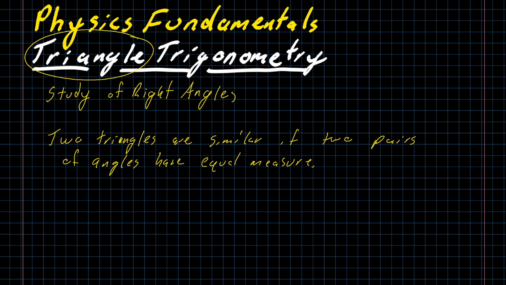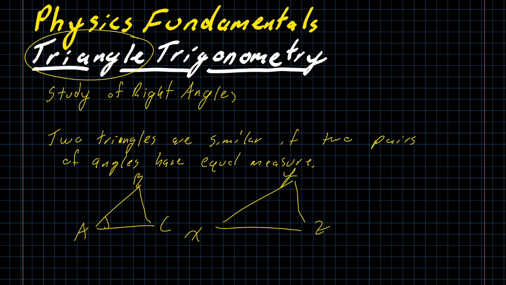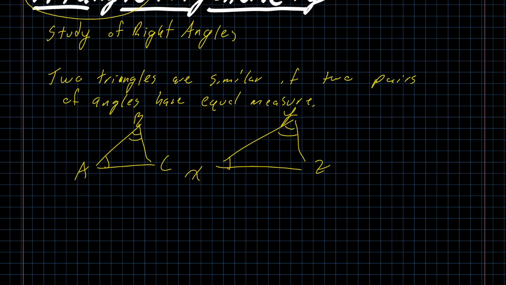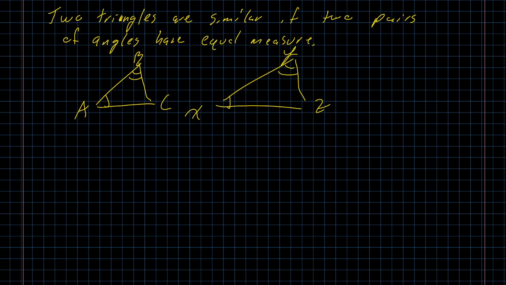The first one is the claim that two triangles are what we call similar if two pairs of angles have equal measure. So if I have triangle ABC and I have triangle XYZ, if I know that angle A and angle X have the same measure, and I know that angle B and angle Y have the same measure, that's all I need to know to say that these two triangles are similar. And in geometry, the idea of similar is same shape, different sizes.